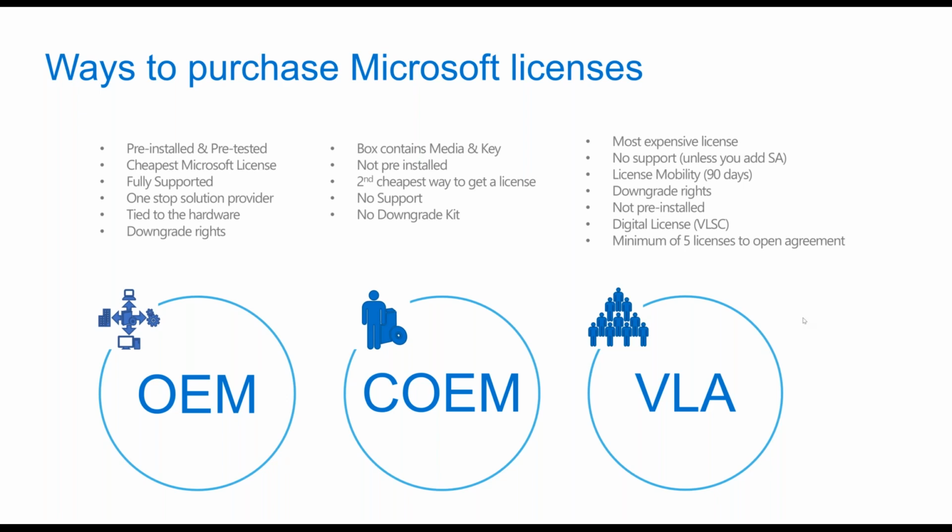The Microsoft OEM license also has downgrade rights, and when we're talking about downgrade rights, we're talking about downgrading to the prior two versions. So with Windows Server 2019, you are allowed to downgrade to the 2016 version, and the Windows Server 2012, so those are two versions.